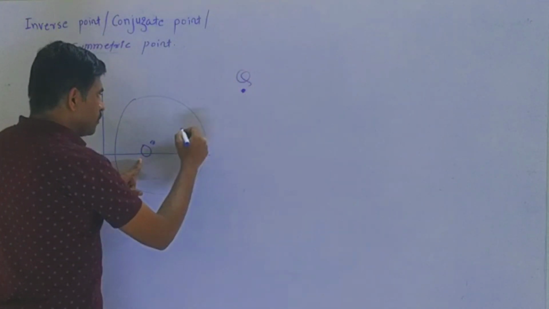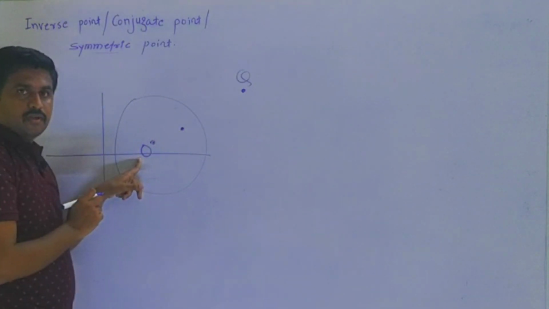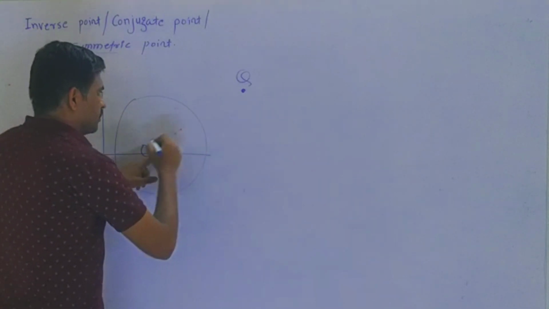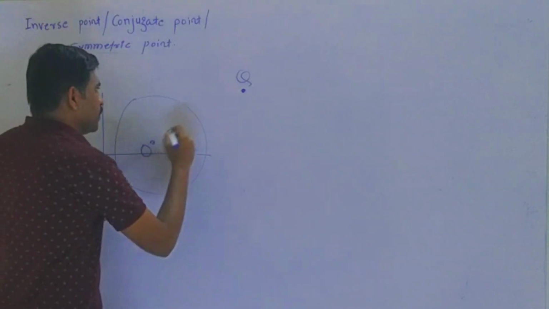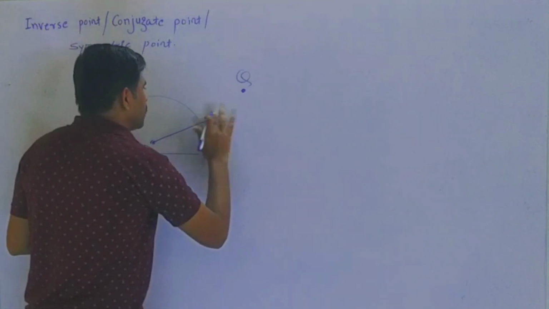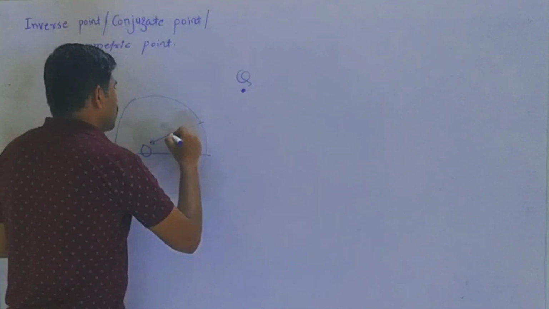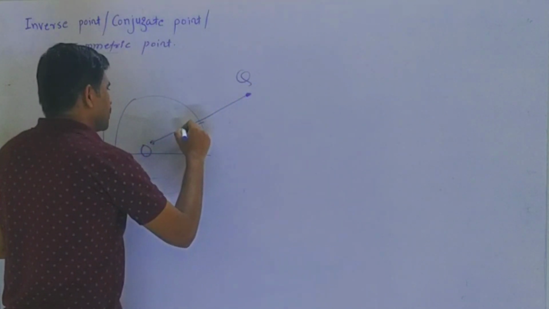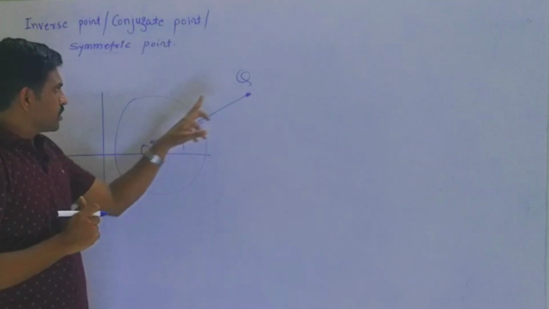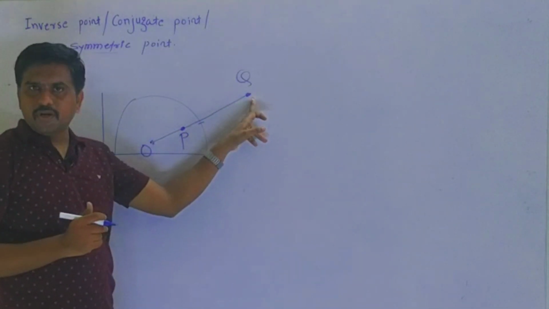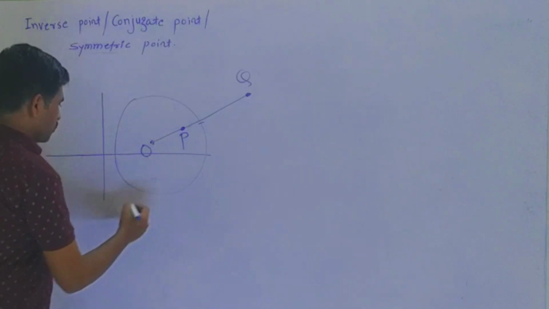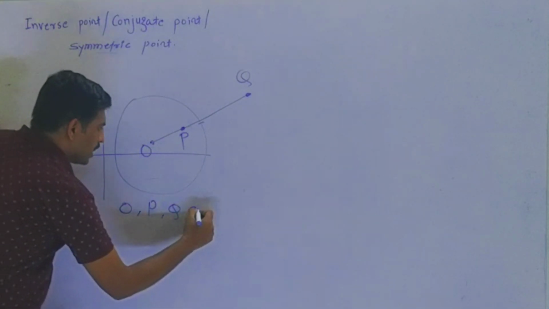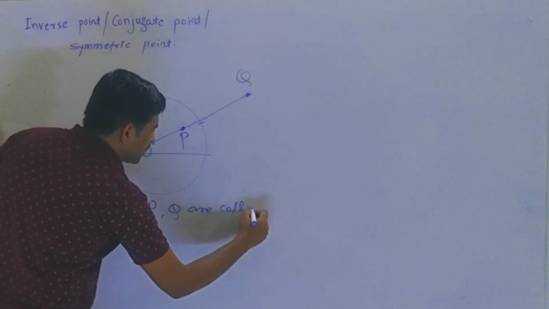Whatever conjugate of Q you find, you will get it in this location. I just want to say, whenever you find a conjugate point, the point O, its conjugate point, and that point are always collinear. So here O, P and Q are collinear.